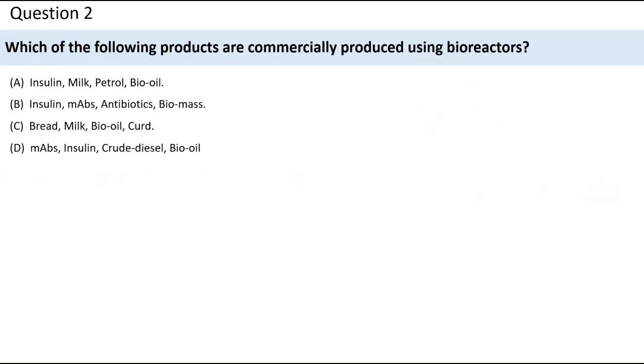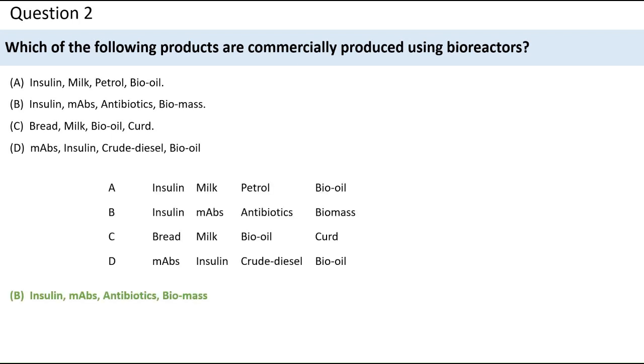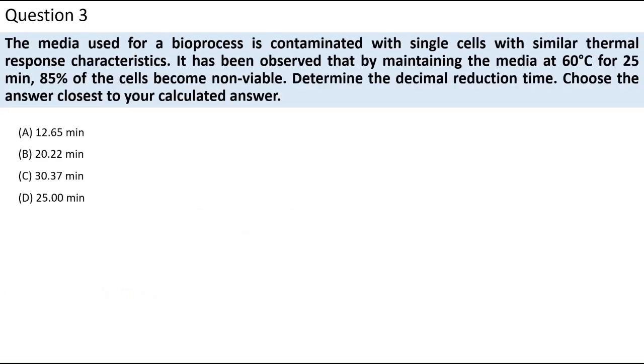Which of the following products are commercially produced using bioreactors? Option B: insulin, monoclonal antibodies, antibiotics, biomass. Question 3: the media used for bioprocess is contaminated with single cells with thermal response characteristics. It has been observed that by maintaining the media at 60 degrees Celsius for 25 minutes, 85% of the cells become non-viable. Determine the decimal reduction time.